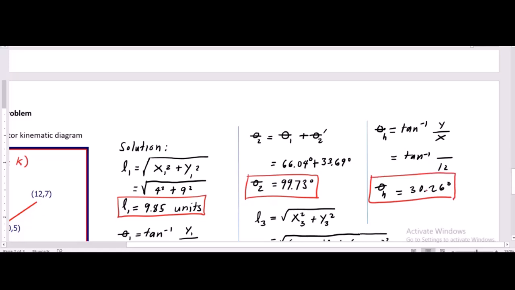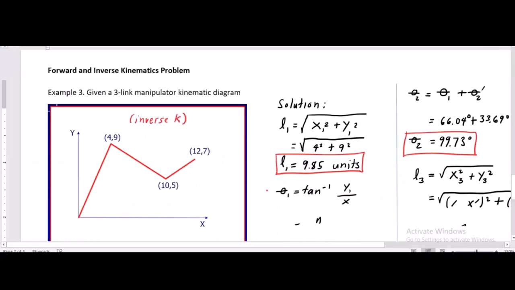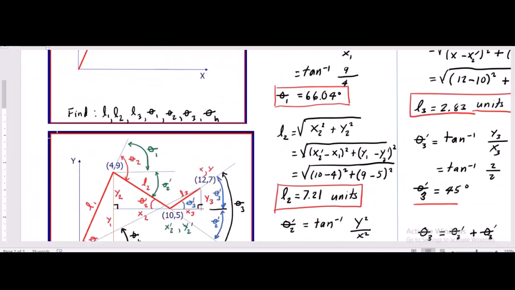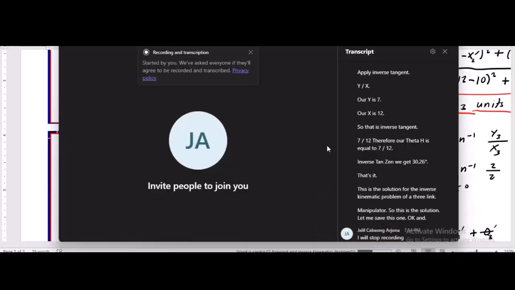That's it. This is the solution for the inverse kinematic problem of a three-link manipulator. So this is the solution. Let me save this one. Okay, and I will stop recording. That's it.